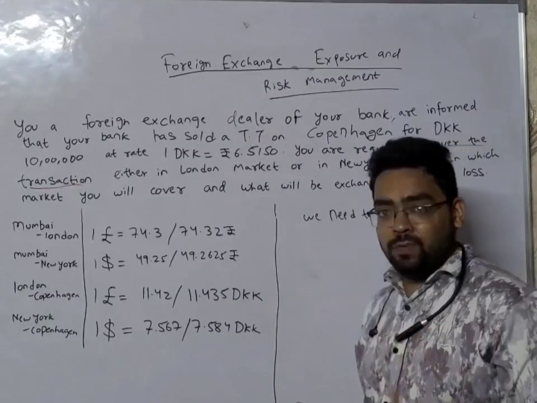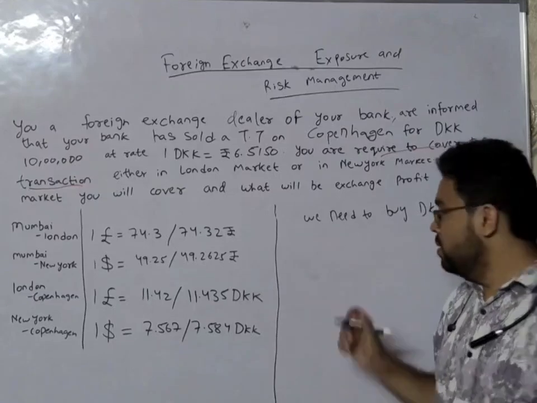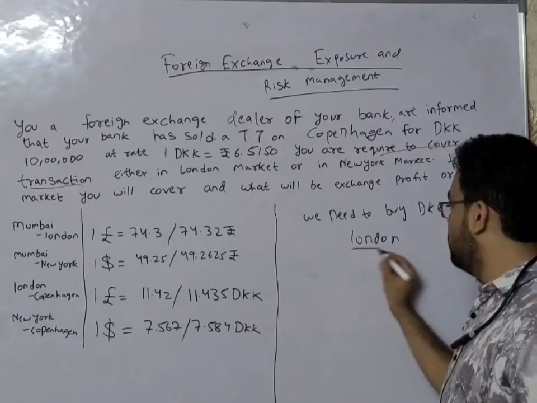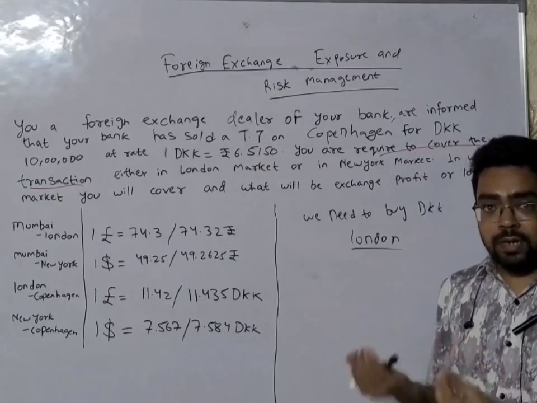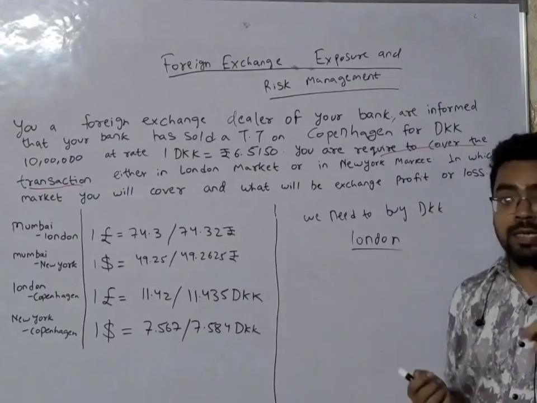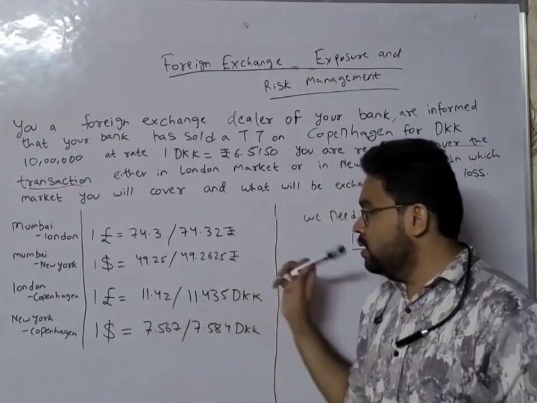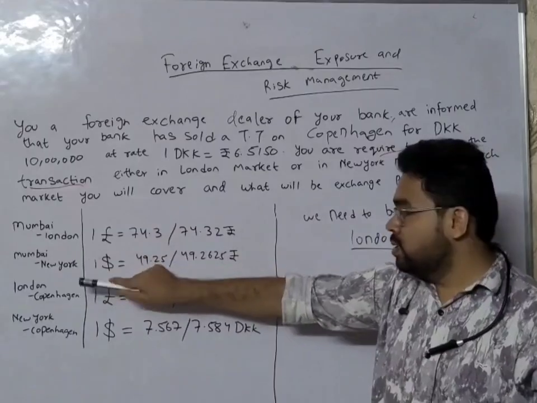So to buy DKK we will sell rupees. We will see one by one. First we will see the case of London. Now we need to select two rates. First one will be the rate of buying DKK, and the second one will be the rate of selling rupees. Now these are the rates. In case of London, one will be this and second will be this.